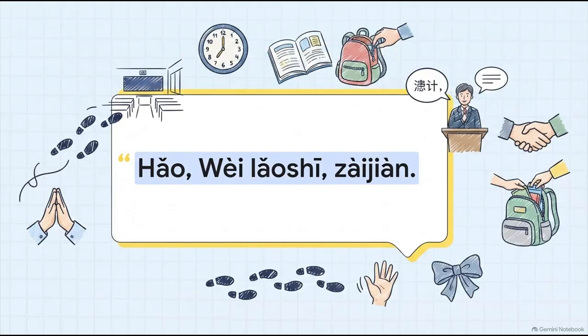And notice how, just like when we first walked in, we structure our sentence very deliberately when we leave. 好，韦老师，再见. Okay, Professor Wei, goodbye. We're keeping that surname and title right at the front of the sentence. It ensures we remain respectful and polite, even as we're packing up our bags.